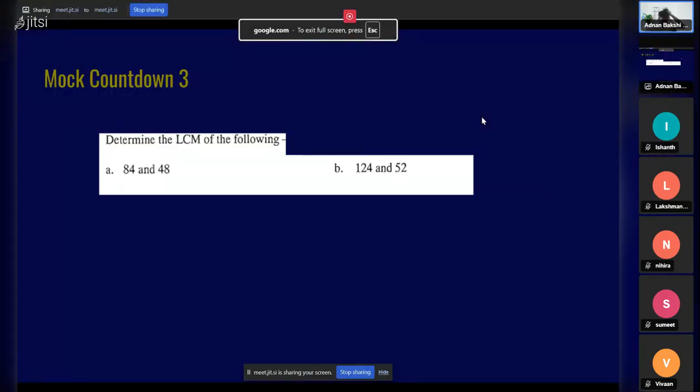Okay, so you guys need to determine the lowest common multiple of the following. For question A, you have to do 84 and 48, and for B, you have to do 124 and 52. When you're done, just buzz in your answers, and I'll call on y'all when I hear a buzz. This will be our last one.